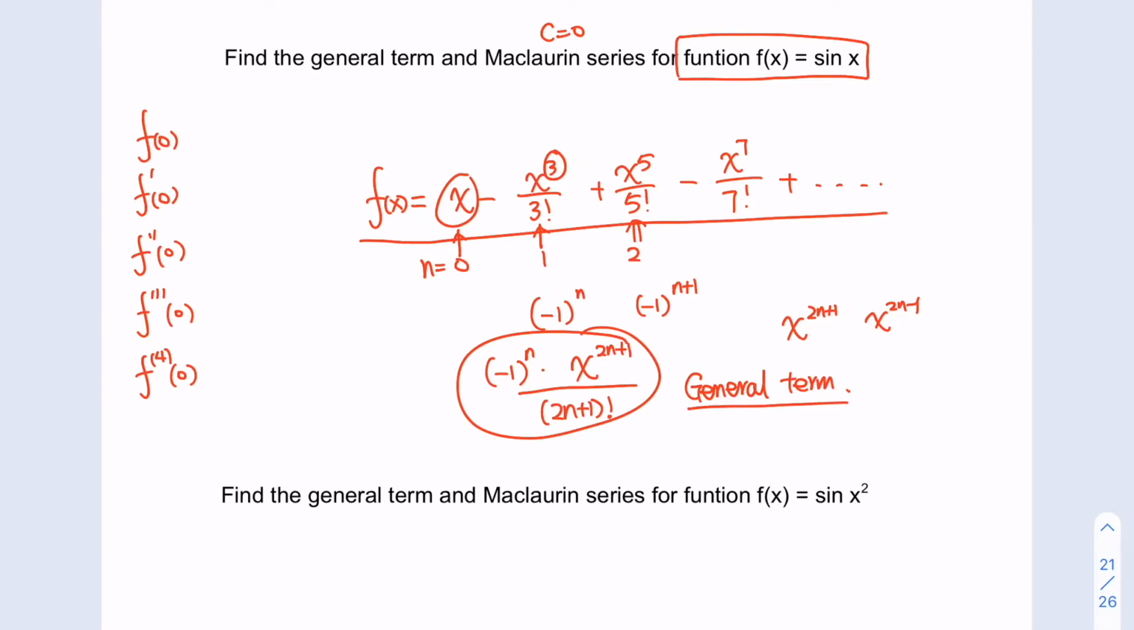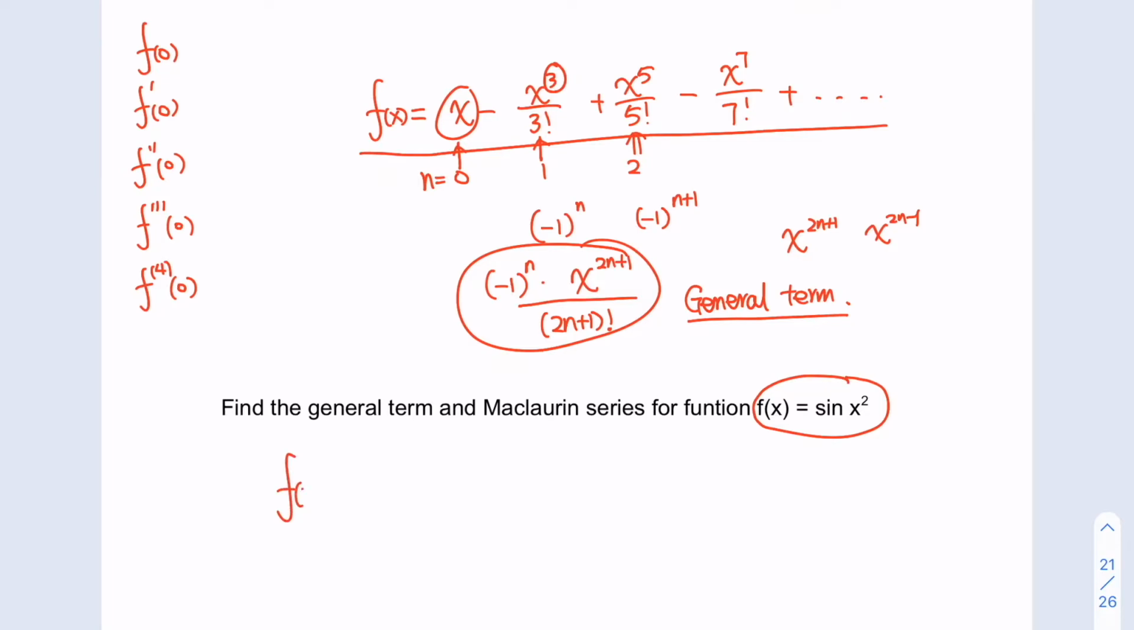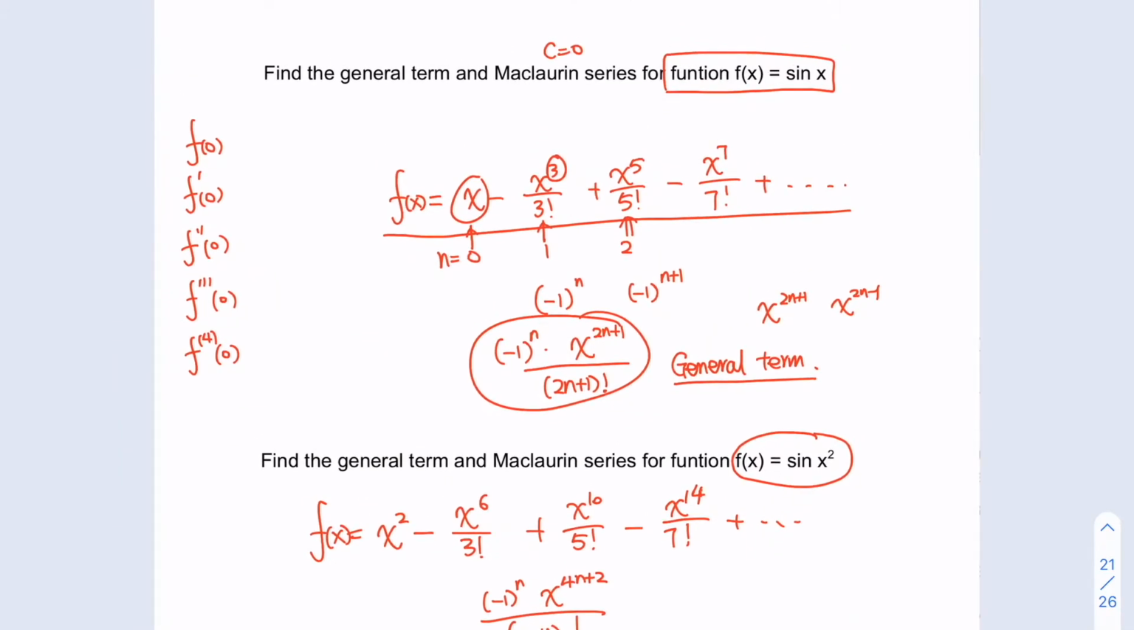Given sine of x, if we know sine of x based on the properties, how do we find sine of x squared? So we just plug in x squared. So f(x) equals x squared minus x to the 6th over 3 factorial, plus x to the 10th over 5 factorial, minus x to the 14th over 7 factorial. And the general term will be given by negative 1 to the n times x to the 4n plus 2 over (2n plus 1) factorial. Okay, this is what we learned before.